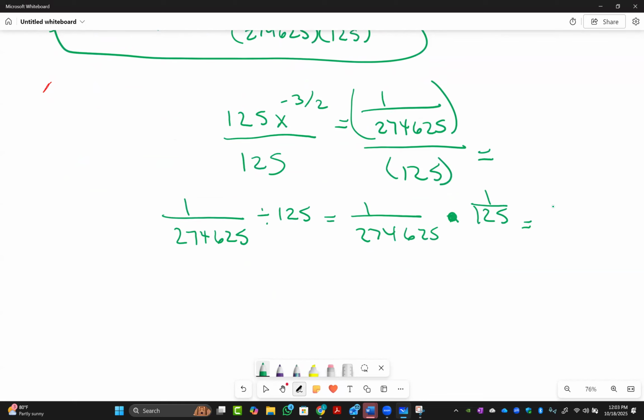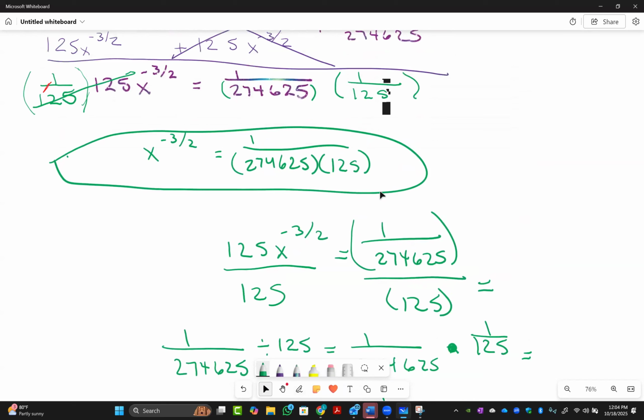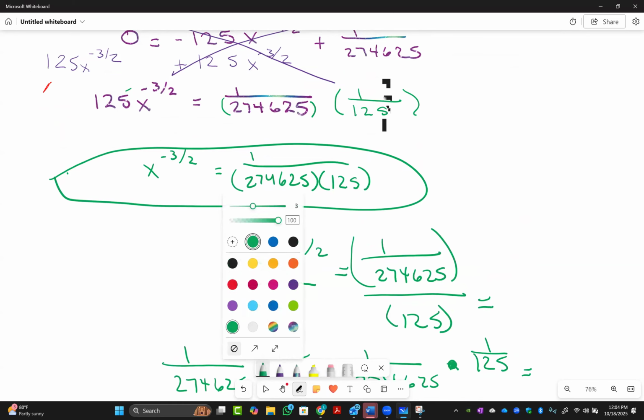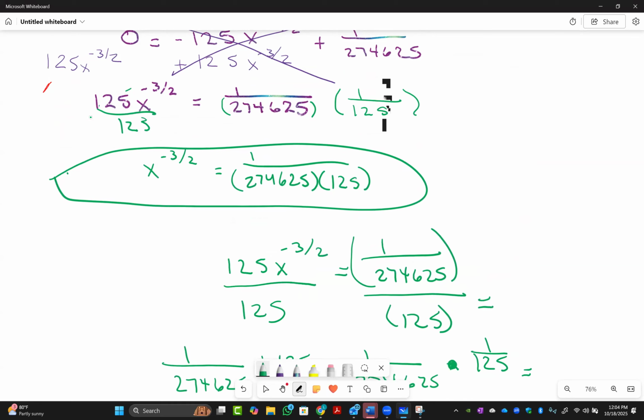Keep, change, flip. Now you just multiply across: 1 over 274,625 times 125. So how do we get there? I'll show you. If I divide both sides by 125, it's the same as multiplying by 1 over 125, isn't it?